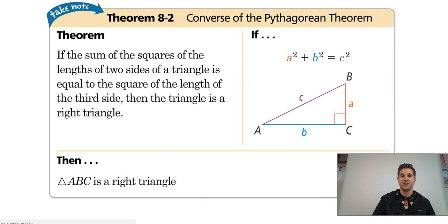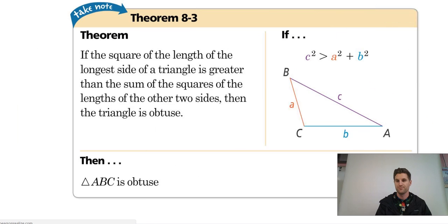Pythagorean theorem. We also have the converse of the Pythagorean theorem. It basically says if a squared plus b squared equals c squared in a triangle, then we know it's a right triangle. So this is a very quick one. You can just write down as a converse.